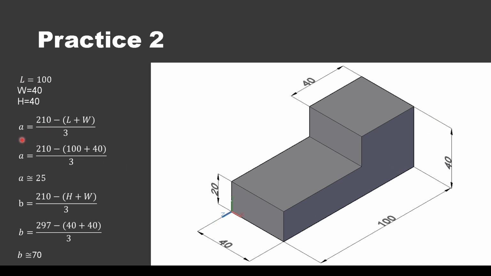I inserted them into the A equation so that I can get A is approximated to 25. And for the B equation, I also inserted the height and the width to get the B is approximated to 70.